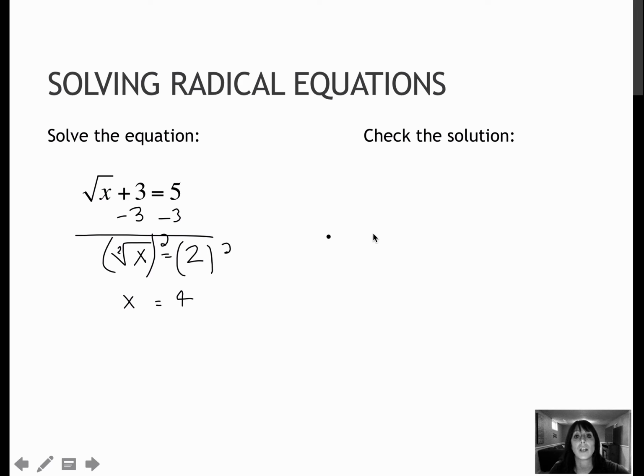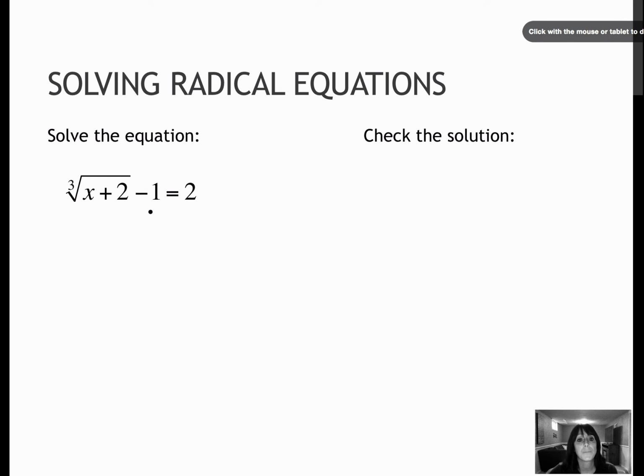And then we would, of course, check the solution. So radical 4 plus 3, does it equal 5? Radical 4 is 2, and 2 plus 3 does, in fact, equal 5. And so it worked out. Again, we did take this to an even power, so that's the ones where we have to be careful.